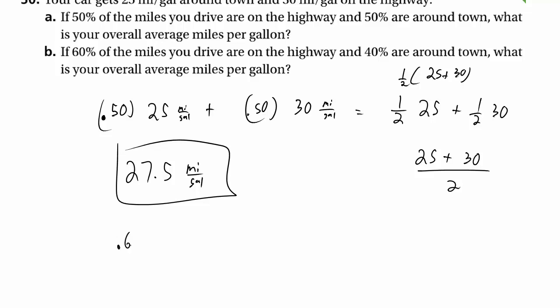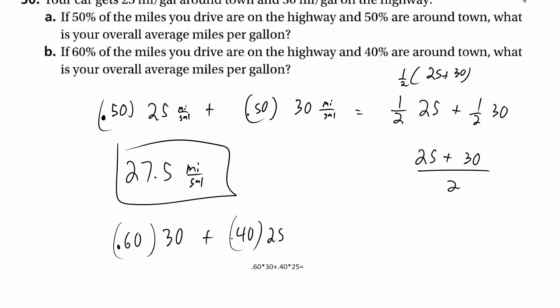What if you do 60% of your driving on the highway? If you do 60% of your driving on the highway, you're going to be getting 30 miles per gallon. And then you're going to be doing 40% of your driving in town or in the city. So that's going to be times 25 miles per gallon. And then this will give you the weighted average there. Before we calculate it, think about it.